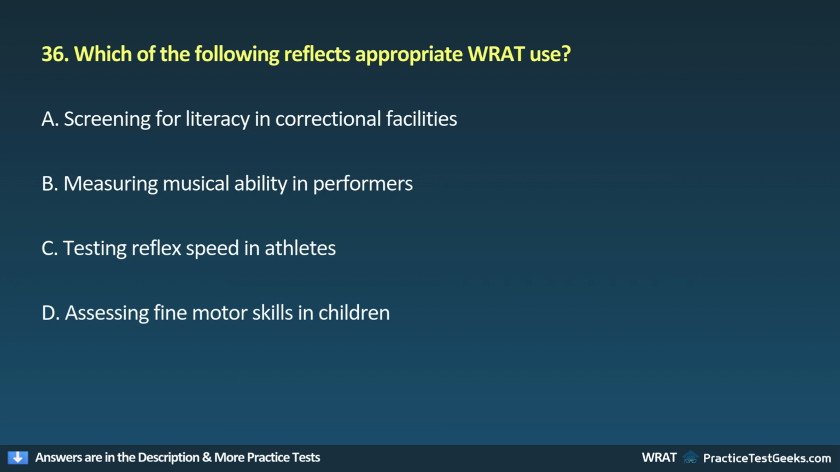36. Which of the following reflects appropriate WRAT use? A. Screening for literacy in correctional facilities. B. Measuring musical ability in performers. C. Testing reflex speed in athletes. D. Assessing fine motor skills in children.